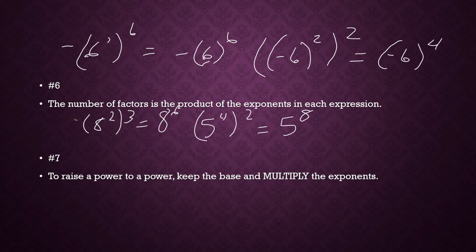So for number 7, it says write a rule that you can use to raise a power to a power. Well, to raise a power to a power, you're going to keep the base. So for example, in letter A, we kept the same base of 8, and then we multiplied our exponents. 2 times 3 is 6. In letter B, we keep the base of 5, multiplied 4 times 2 to get 8.